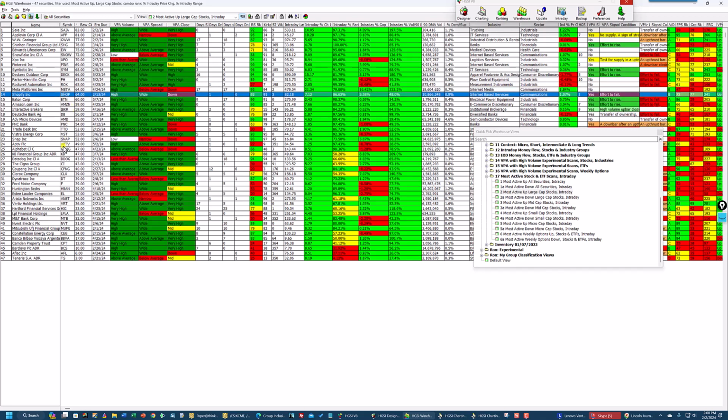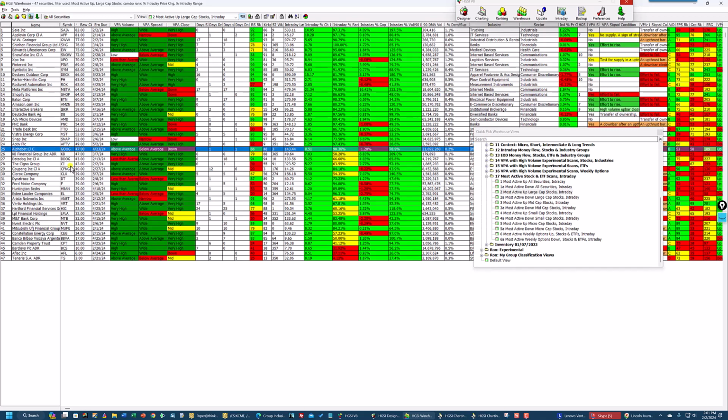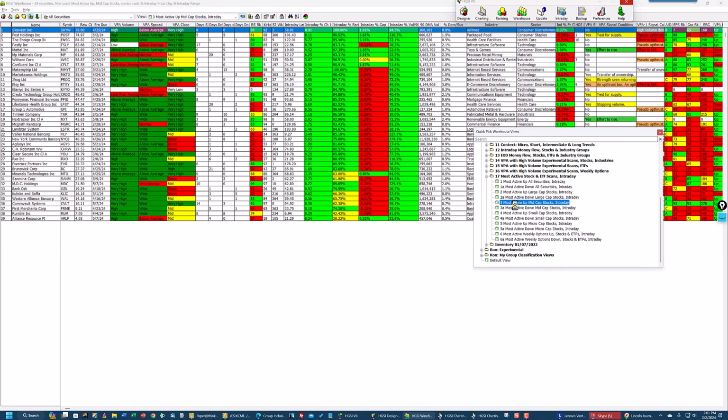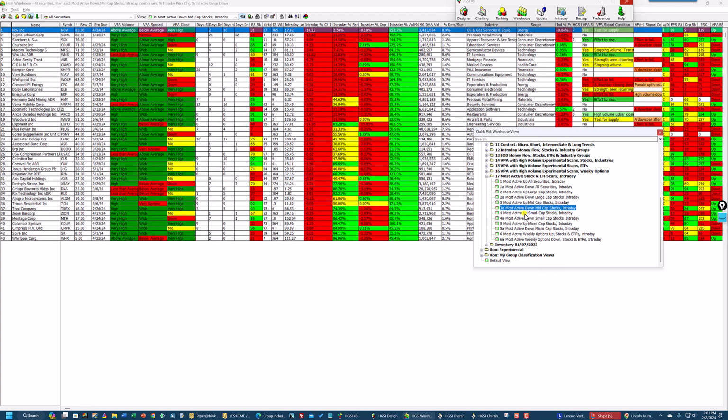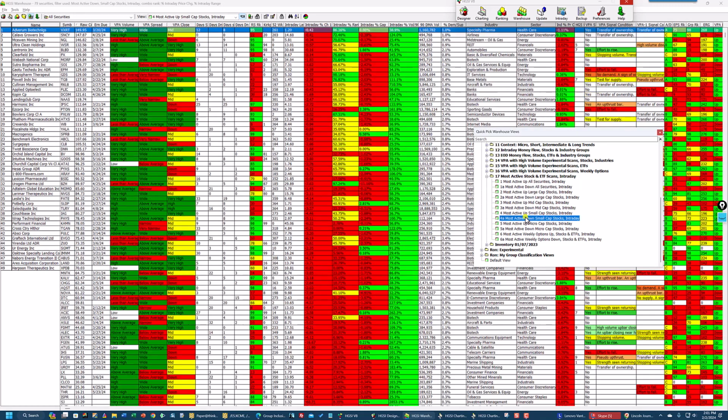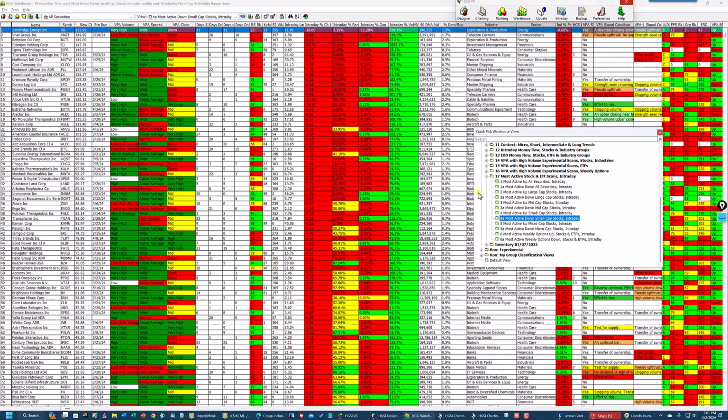Shopify, Alphabet, all the very familiar names are listed in here. Up and down, these are mid caps. There's that SkyWest that we looked at. 39 compared to 43. Small caps, 49 compared to 79. So small caps looks like they're weaker.